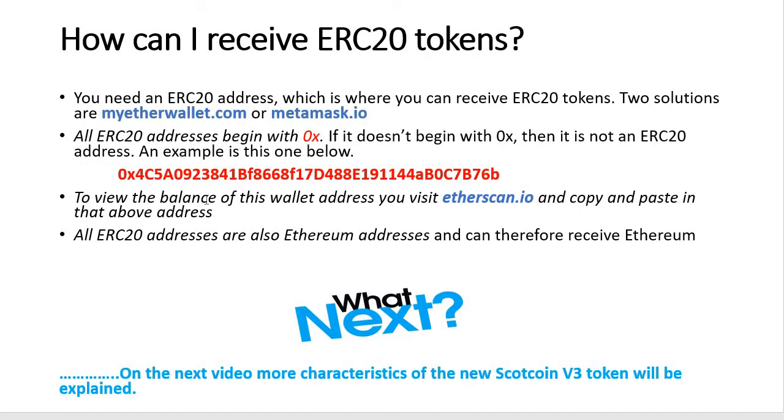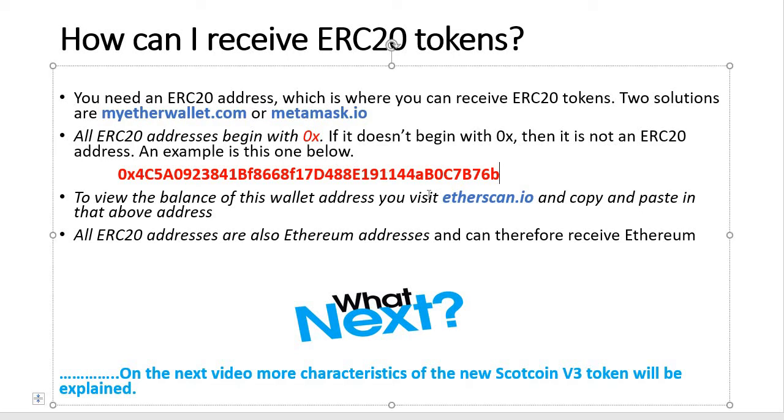Now, how can you receive these ERC20 tokens? First of all, you would actually need a wallet which is compatible, which would be myetherwallet or MetaMask. ERC20 addresses start with 0x. Here's an example of one that was on the network. Now, if you want to check the balance of these addresses, you just go to etherscan.io. I'll basically just show you just now.